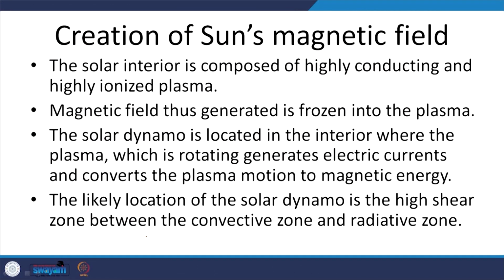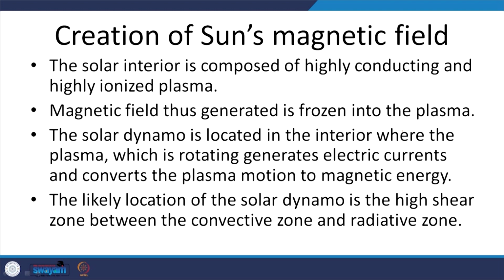On the other hand, the sun's magnetic field is slightly different. The magnetic field of the sun is mainly produced by the flow of electrically charged ions and electrons. Of course, charged electrons and ions will produce a current, and if the current is changing in time, then you will have a magnetic field. The changing magnetic field of the sun governs many aspects of solar activity. So, regarding the creation of the sun's magnetic field, the solar interior is composed of highly conducting and highly ionized plasma. We know that. The magnetic field thus generated is frozen into the plasma. So, the magnetic field is frozen or intercoupled with the plasma, and plasma and magnetic field cannot be separated.